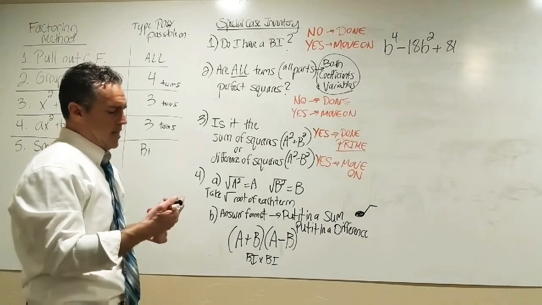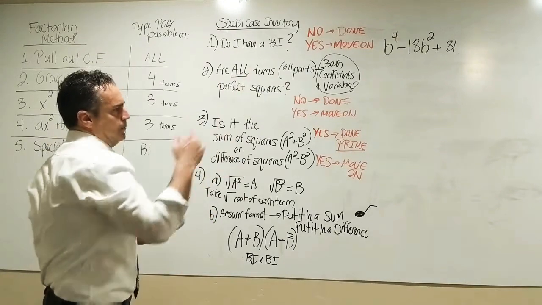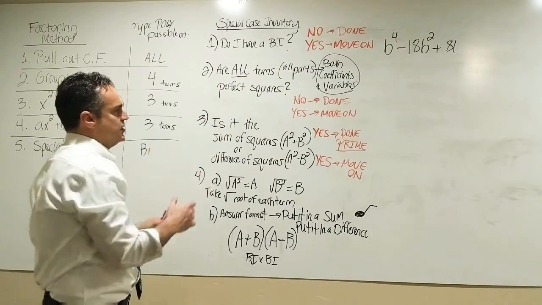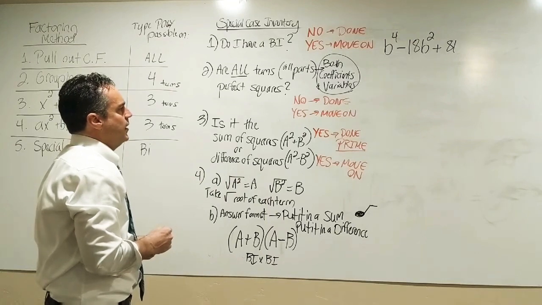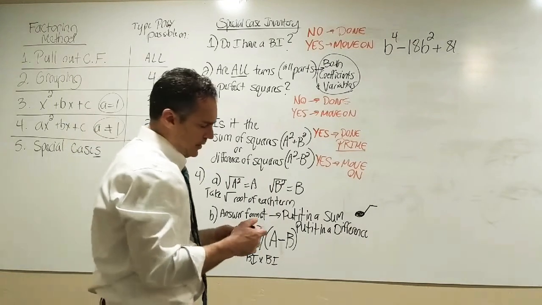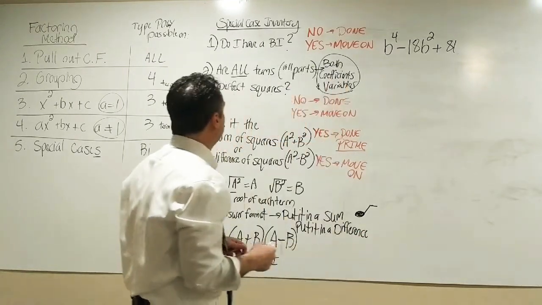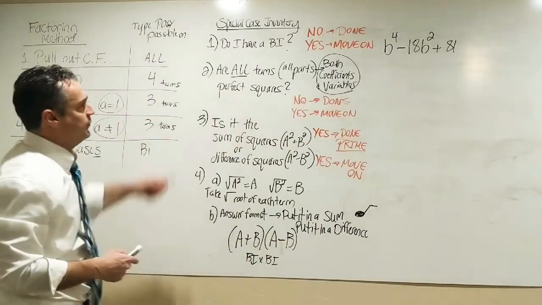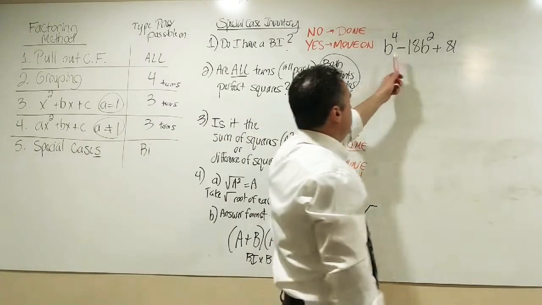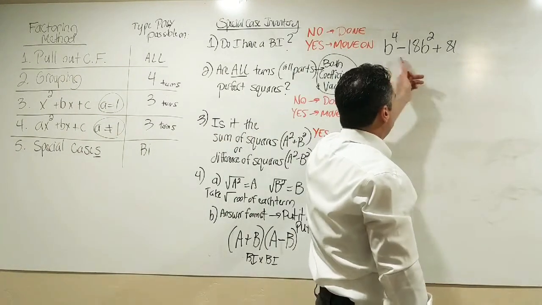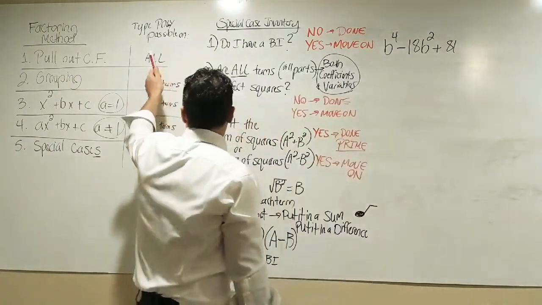Let's go ahead and do this problem, and then apply this where we can, and then we're going to do some other problems using this, okay? So we have b to the 4th minus 18b squared plus 81. We first check for a common factor, because we always do. We have a b, no b. We have no numerical common factor, so we do not have a common factor.